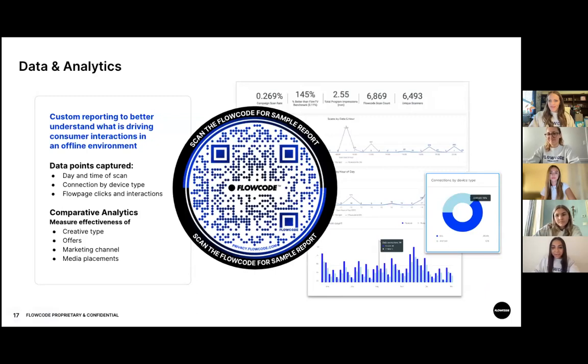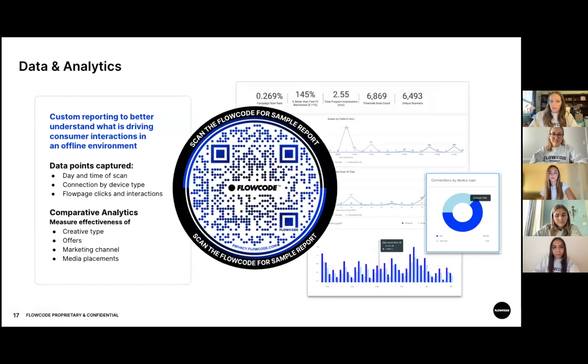All right, I'll take it away for data and analytics. Christy prefaced this before, and I mentioned it earlier, but all Flowcodes and Flow pages are trackable through real-time analytics, meaning that as soon as you get a scan on your Flowcode or a click, that data will show right up in the analytics dashboard.